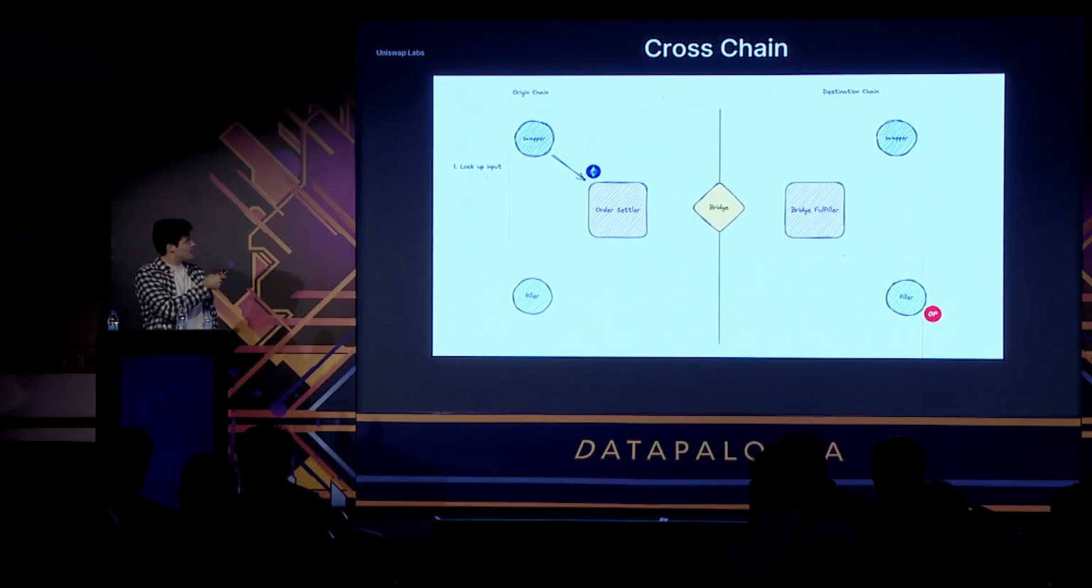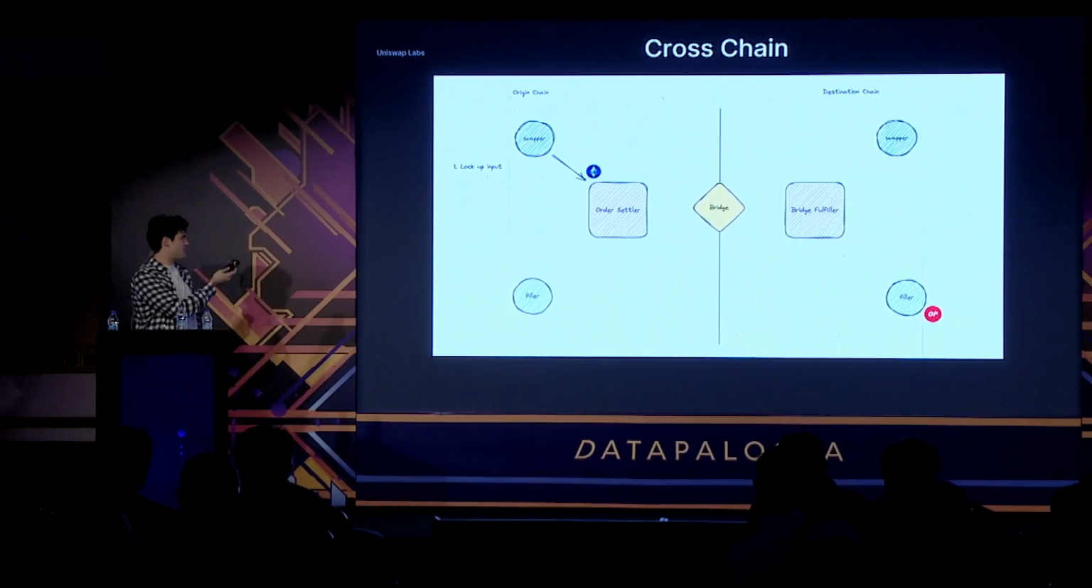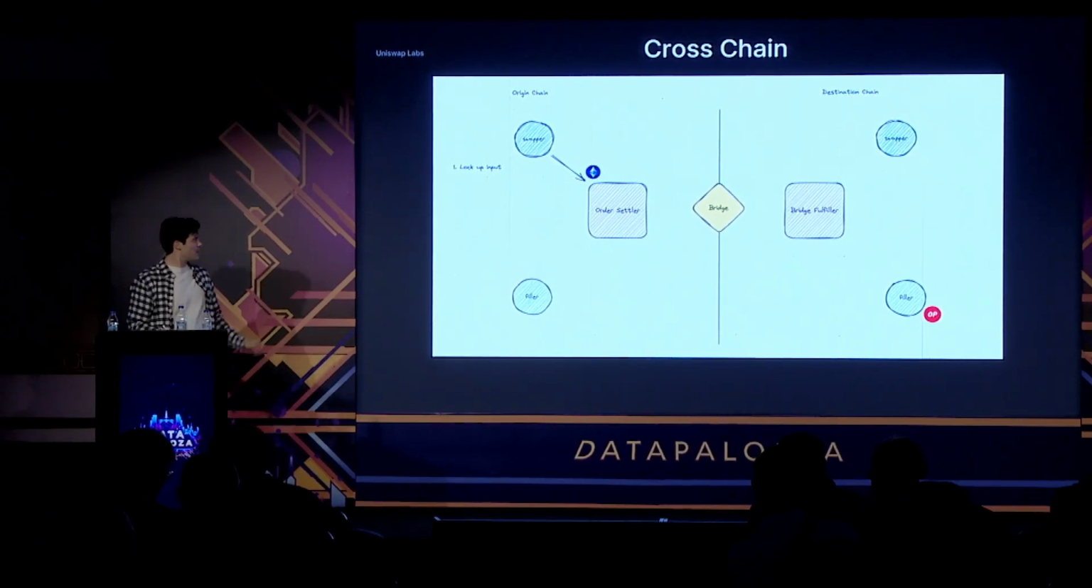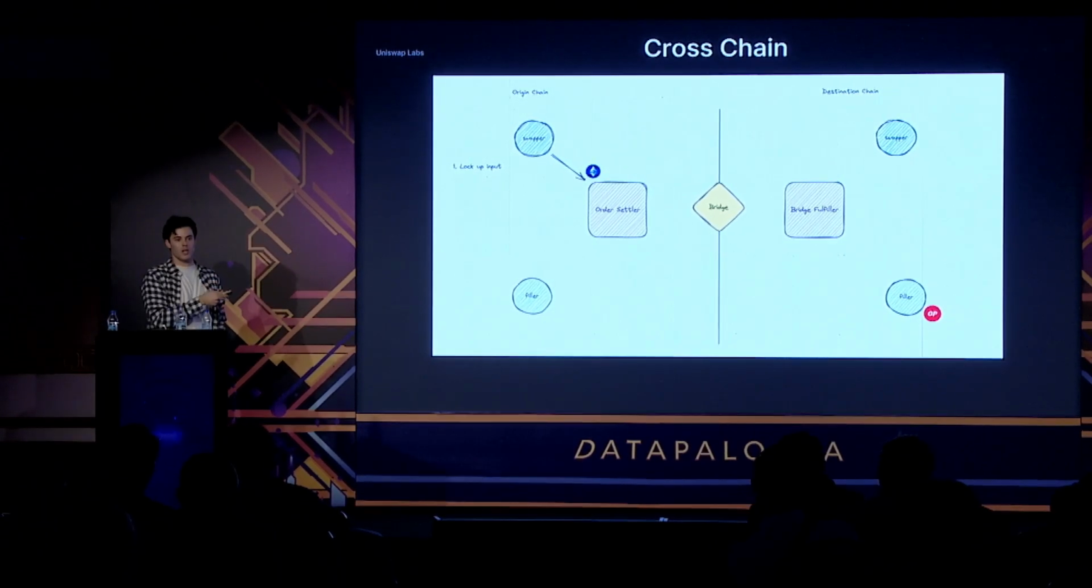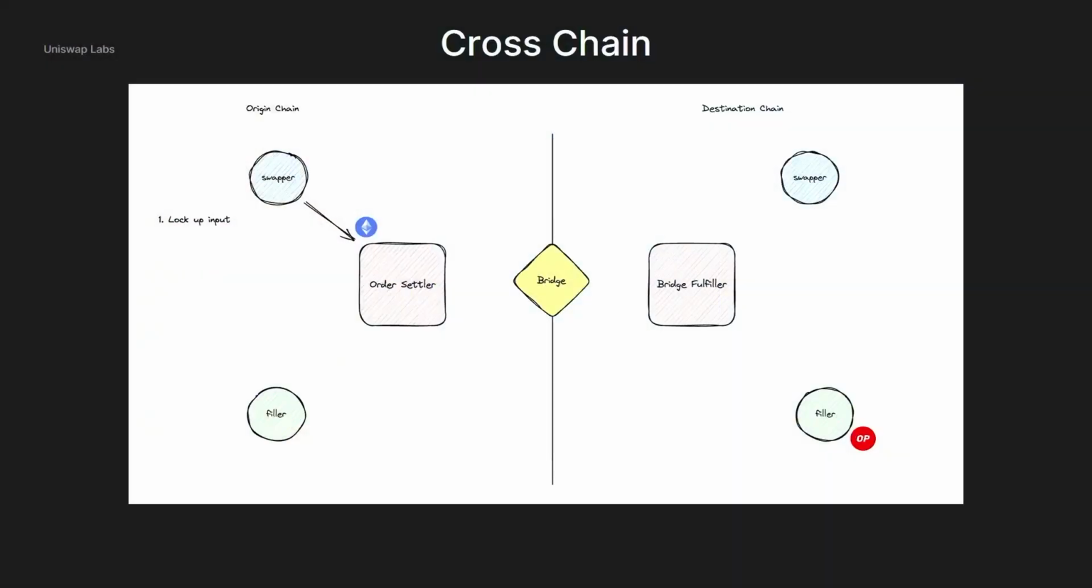Yeah, so in this trade, the swapper wants to trade ETH on, let's say, mainnet for OP tokens on Optimism. So the first step is they lock up their input tokens in our order settler contract. And then the filler on the destination chain can see that, okay, this order has been initiated, it's been kicked off. Now I'm going to initiate the fill on the destination. So it sends in the OP token to the bridge fulfiller contract.